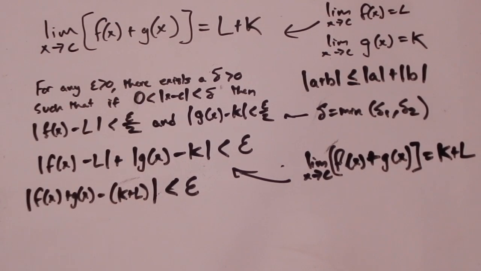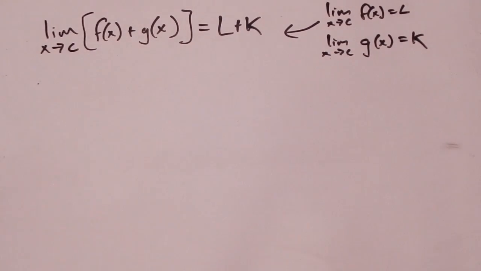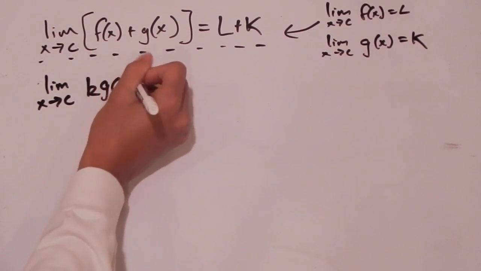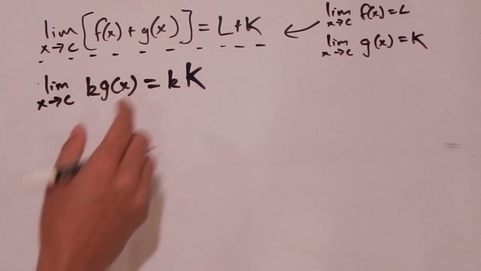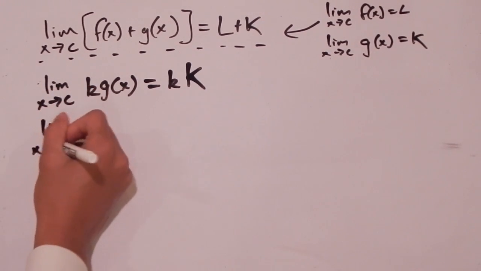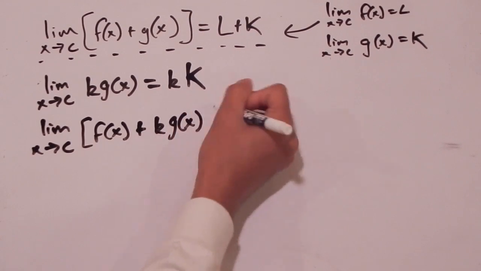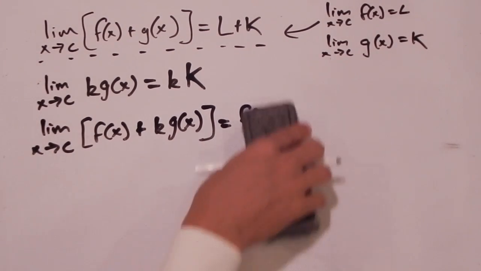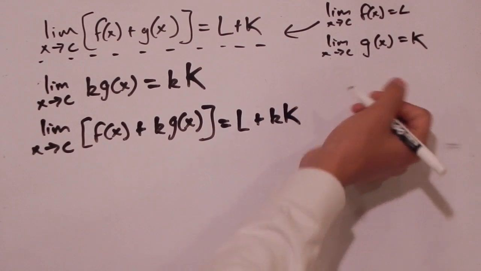From there, how can we prove our difference property? Well, it turns out to be quite easy. We don't need to know any of this anymore. Now that we know that this property right here is true, all we have to do is recognize, based on our last property, the constant property, that the limit as x goes to c of k g of x is equal to, in this case, little k times k, where k is some constant. That means that the limit as x goes to c of f of x plus k g of x, based on our sum property, is just, not f of x, it's L plus little k, our constant value, it can be any constant, times k.